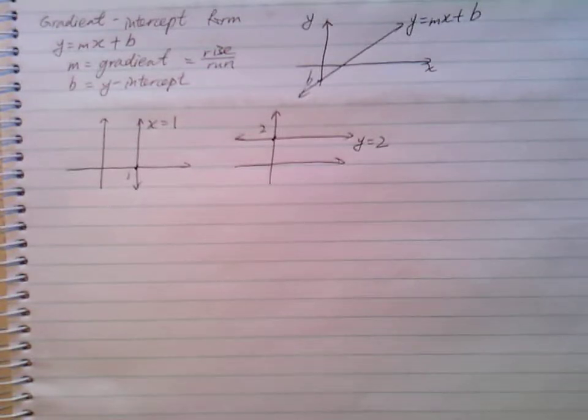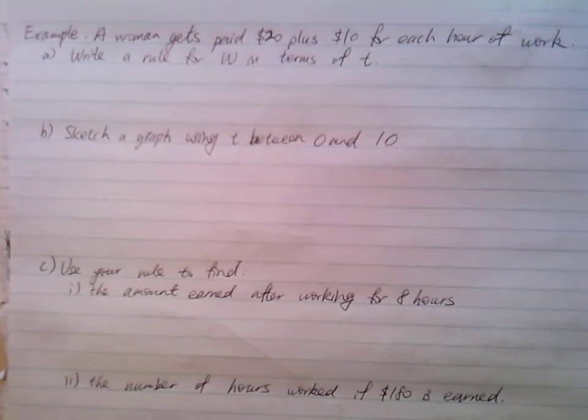Okay. So in linear modeling, we use linear equations to solve problems. That's all it is. So for example, a woman gets paid $20 plus $10 for each hour of work. Okay? A. Write a rule for W in terms of T. So what is our W in this case?